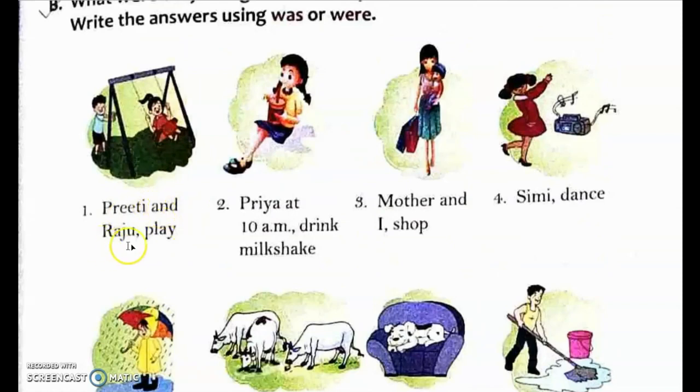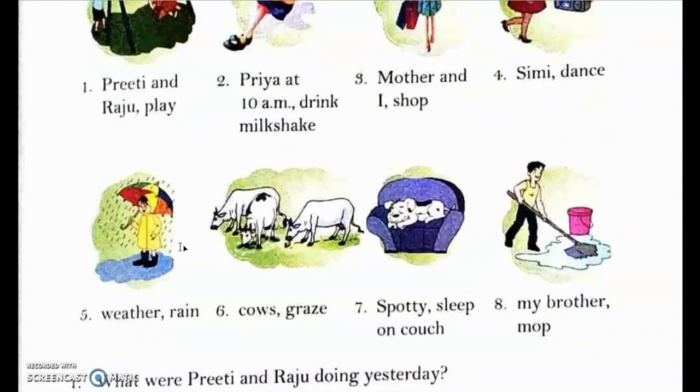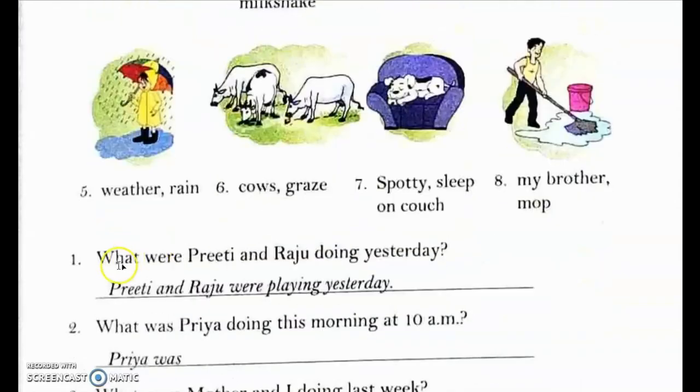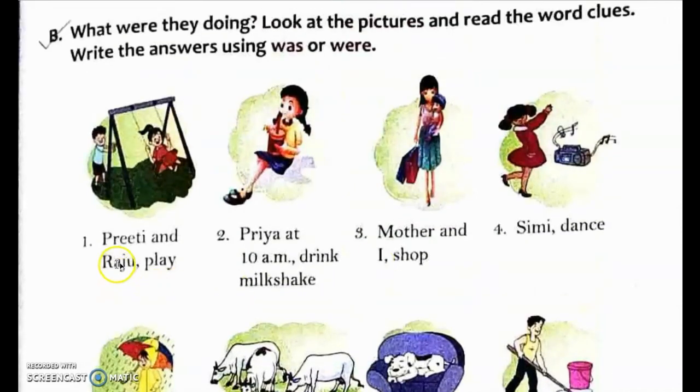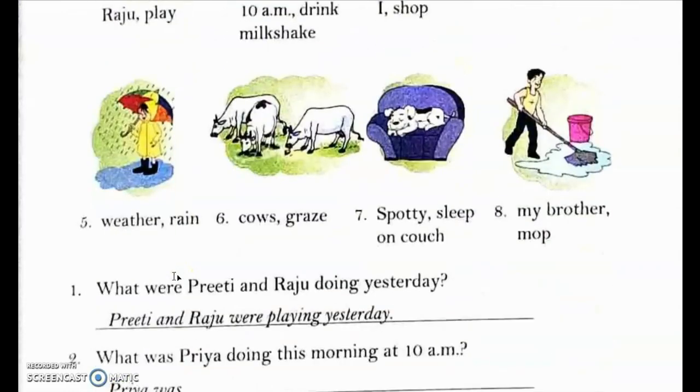Preeti and Raju play. So how will we frame the sentence? Let us see the question here. What were Preeti and Raju doing yesterday? So in the word clue, Preeti and Raju play. What will be your answer? Preeti and Raju were playing yesterday.